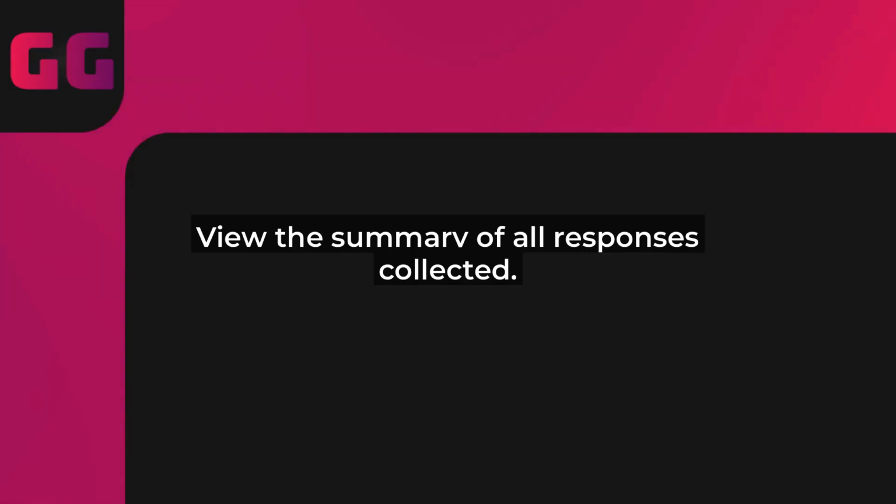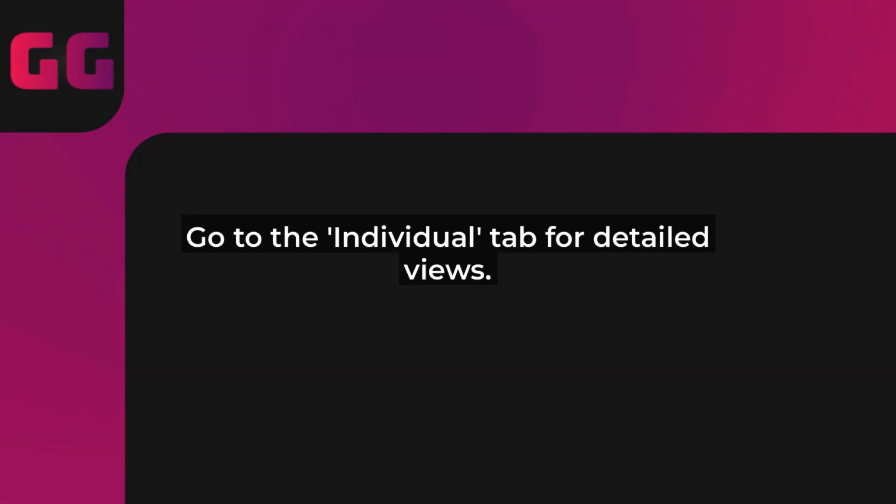But what if you need to see who specifically responded? In 2025, Google has made this even easier with updated features like enhanced respondent tracking, provided you've collected email addresses or used required fields for identification. To view individual responses, click on the Individual tab within Responses. Here, you can see each person's answers linked to their email if available.